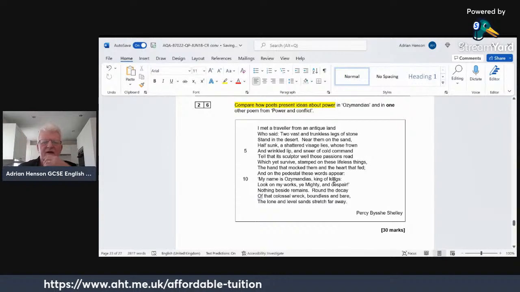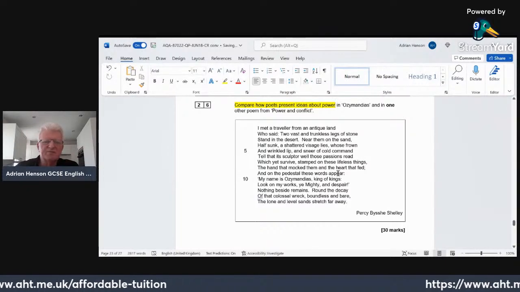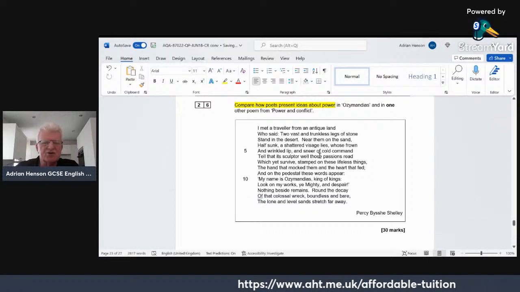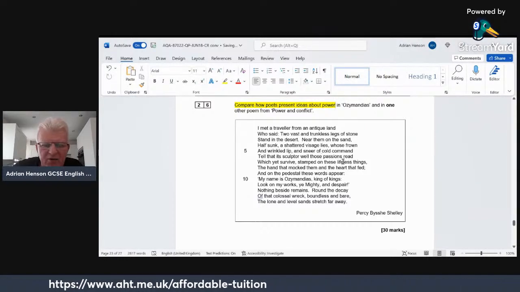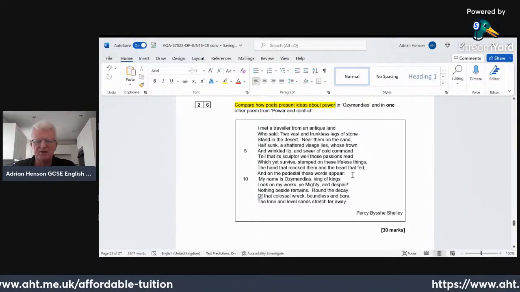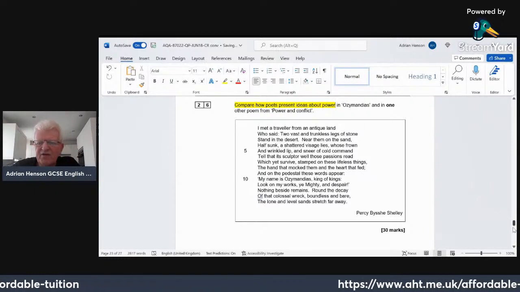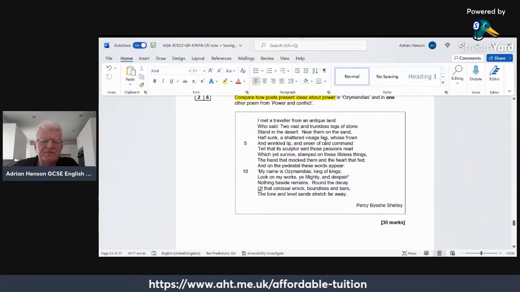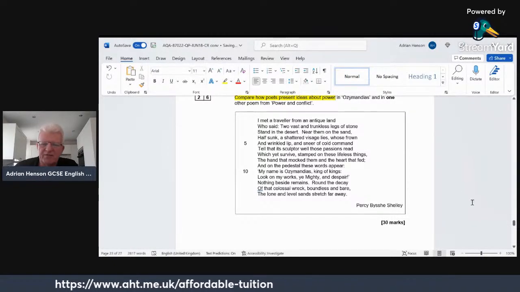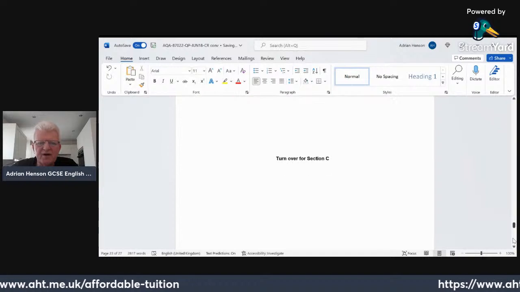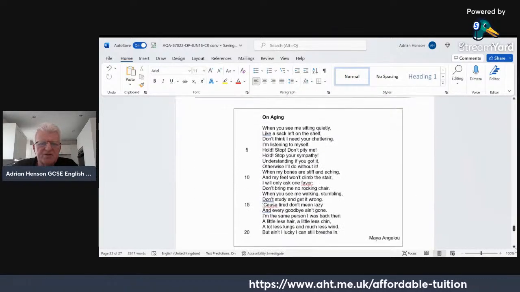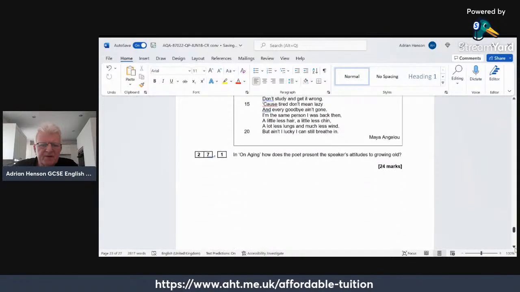And the only way you can answer that is by the way the writer writes and structures what they use, and whether it's negative or positive language. So you've got language and structure again, and again, 30 marks. You would look at 15 marks for this extract, and you pick another poem as well. And then you've got the unseen, so you get an unseen question.